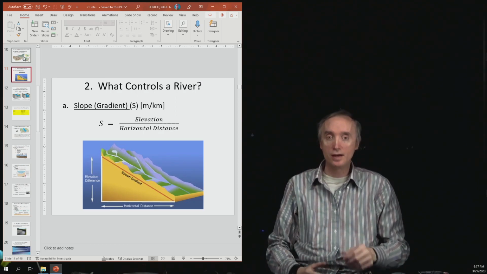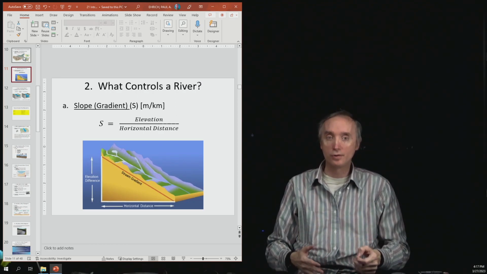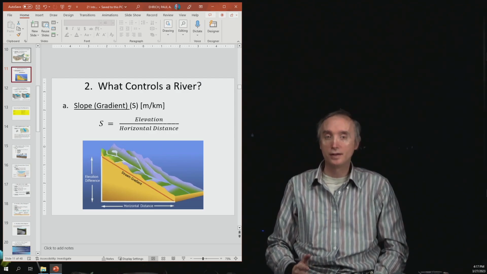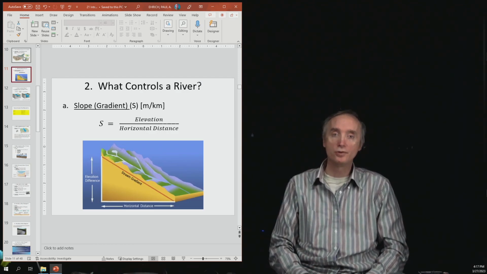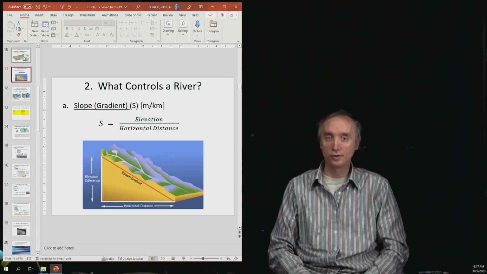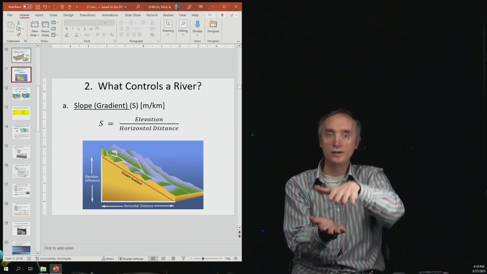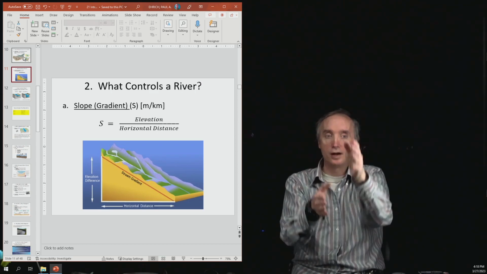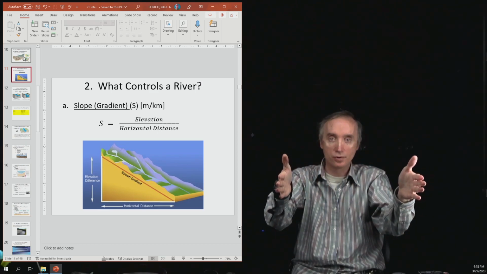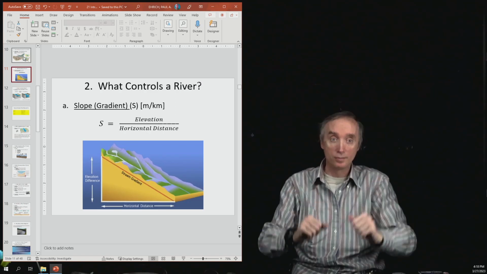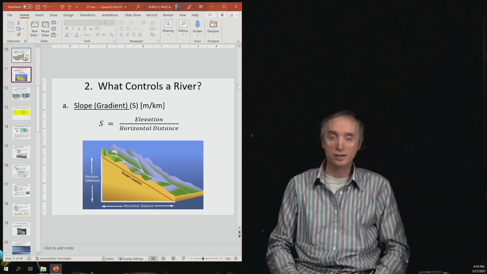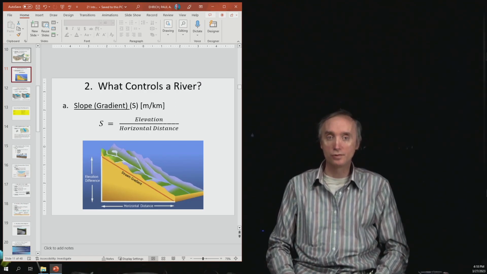So if you take the elevation divided by the horizontal distance, then that is going to be the slope of the ground. But you notice that the units are a little bit different: we measure the elevation in meters, but we measure the distance it travels horizontally in kilometers. So the units for slope are going to be meters per kilometer.